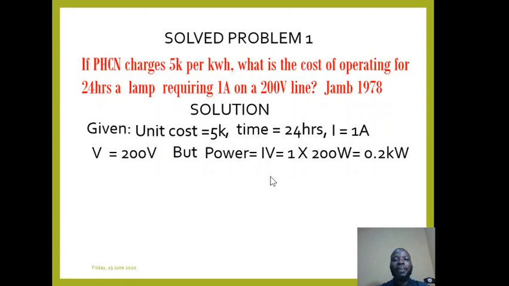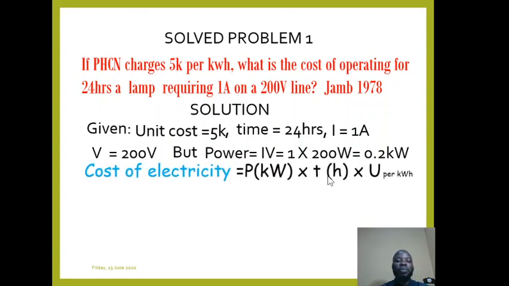So all the three parameters that we need are now known to us. The first one, which is unit cost, is 5 kobo per kilowatt hour. Time is given to us as 24 hours, and we have gotten the value of power to be 0.2 kilowatt. So from this, the cost of electricity, remember the simple shortcut I'll be making use of for you to remember is PTU. P, which is power, T, which is time, then U, which is unit cost. So PTU, that's what we're making use of under this one.